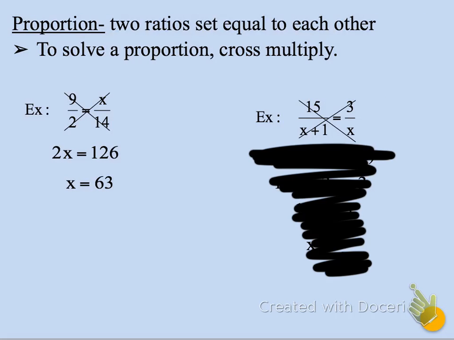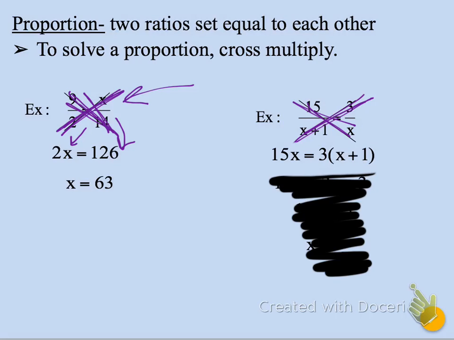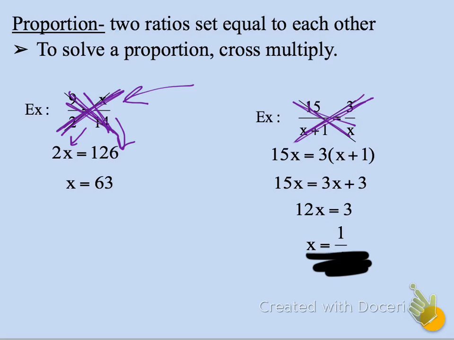Okay, proportions. Two ratios set equal to each other. To solve a proportion, we're going to cross multiply. You can see an example of it right here. We're going to take 9 times 14, and we're going to take 2 times x, and we're going to solve it. For this next one, we're going to take 15 times x, and then 3 times (x plus 1). When we do the 3 times (x plus 1), we've got to make sure we put it in parentheses, otherwise we won't distribute right. We're going to distribute it, solve, and get our x to equal 1/4.